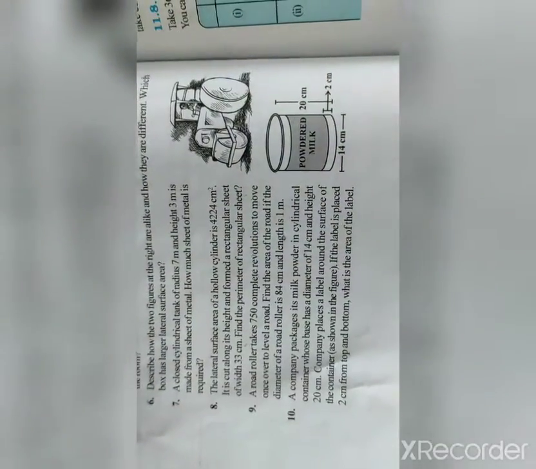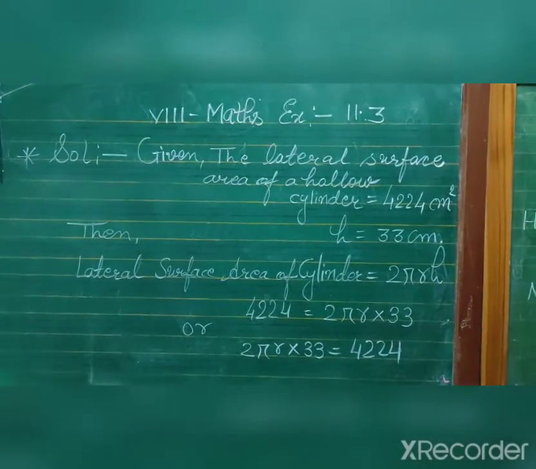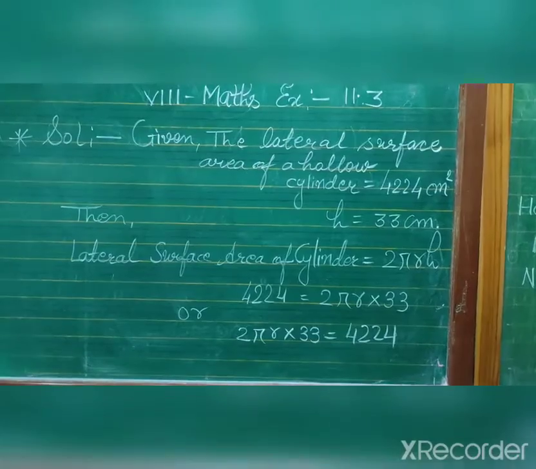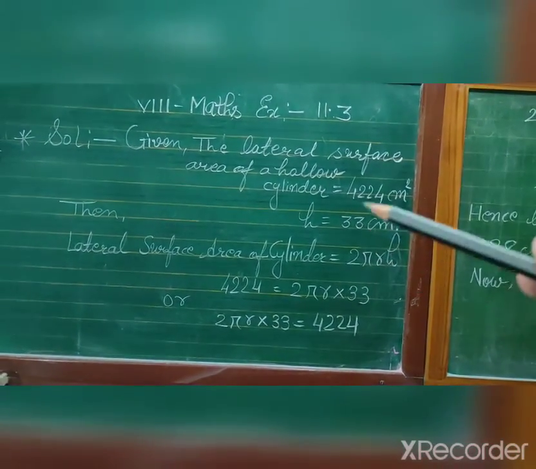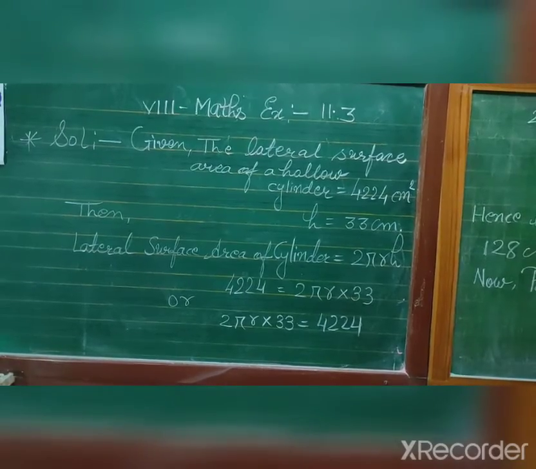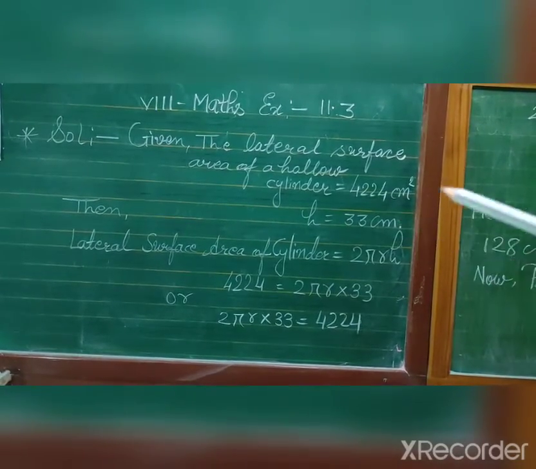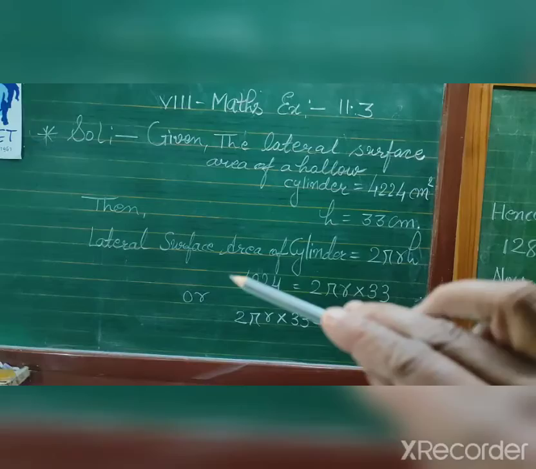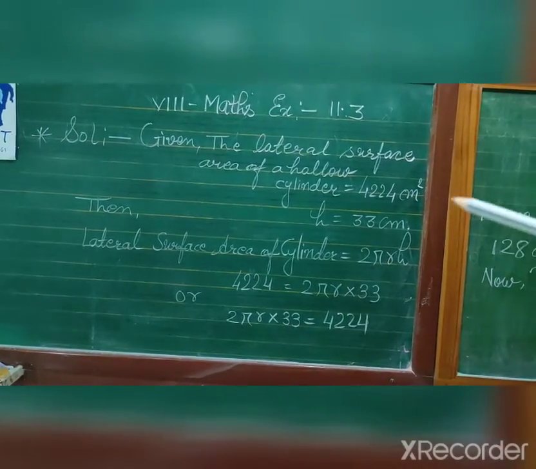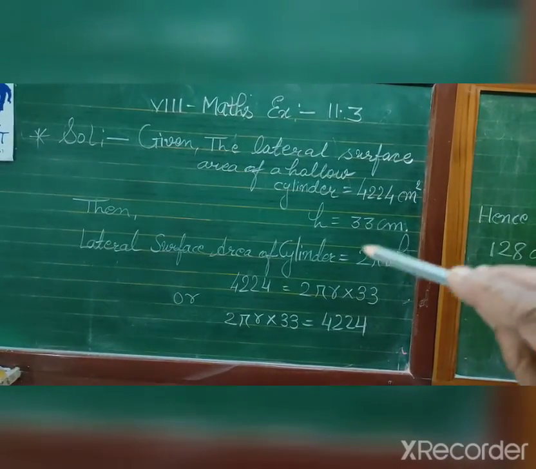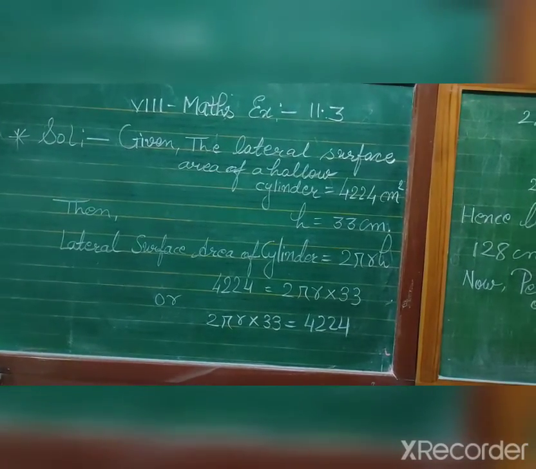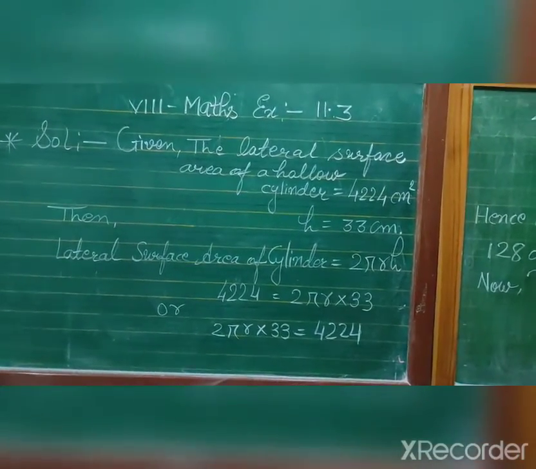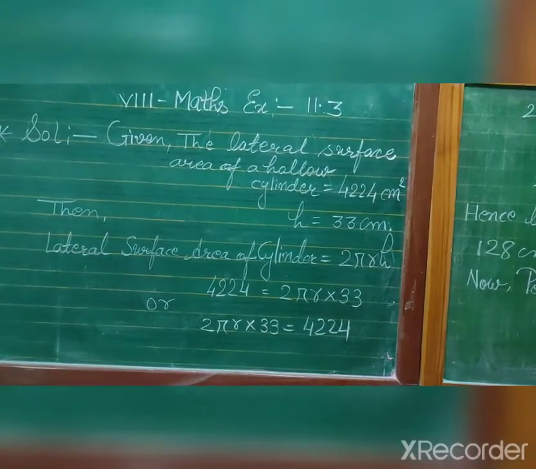So let us start the question. See, given the lateral surface area of hollow cylinder is equal to 4224 centimeter square, and width of rectangular sheet we will assume as the height of hollow cylinder. So height is 33 centimeter. Now apply the formula. Lateral surface area of cylinder is equal to 2 pi RH. We have to calculate the value of 2 pi r because in the rectangular sheet L is equal to 2 pi r.